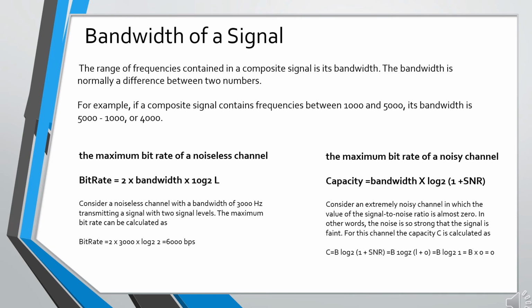Bandwidth of a signal. Simply, the bandwidth of a signal is the difference between the upper and the lower frequencies of a signal. For example, if we take two composite signals, one is 1000 hertz and the other one is 5000 hertz, and its bandwidth is 4000 hertz.